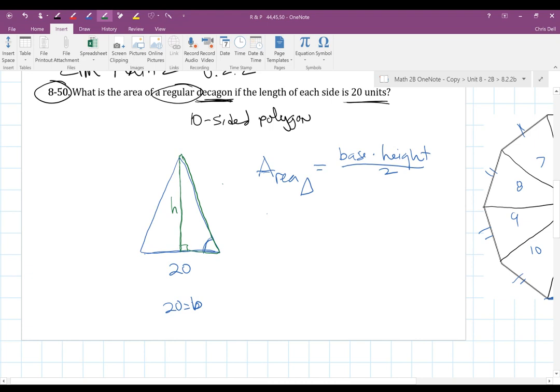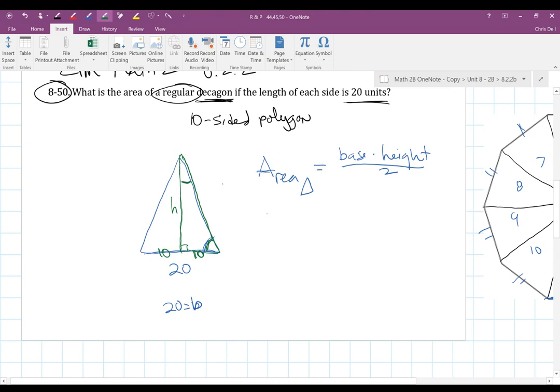Because if I cut that height down, that also splits the base here in half. So that's 10 and that's 10. So I know I've got a side of 10. If I can determine these angles, then I could use right triangle trig to figure out that height. So how do you find that angle?